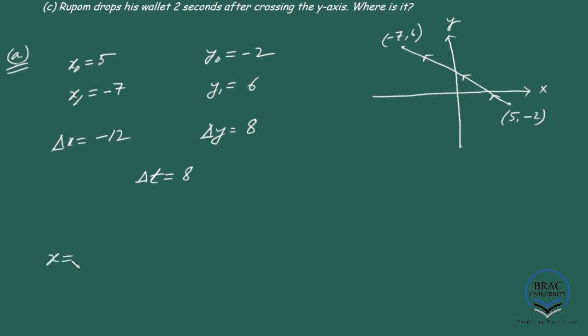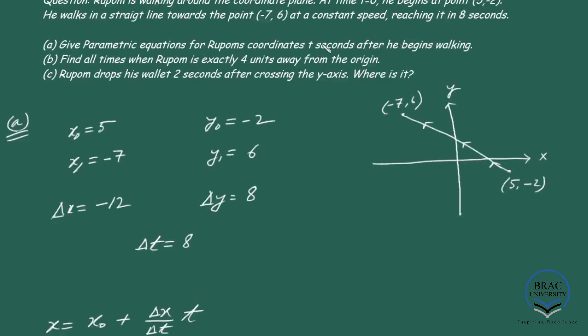So the x coordinate for Rupam would then be x naught plus del x divided by del t times t. So that t is the parameter. We are parameterizing the equation for x, and the parameter is t. So we'd like to find this in terms of t. The parameter should be t because we are asked to find Rupam's coordinates t seconds after he begins walking.